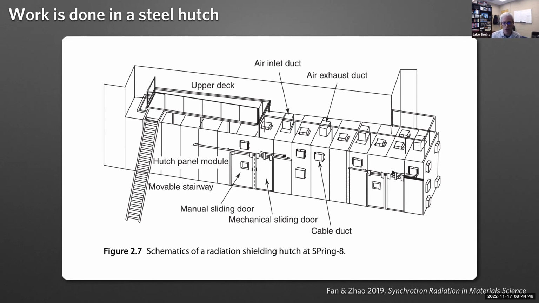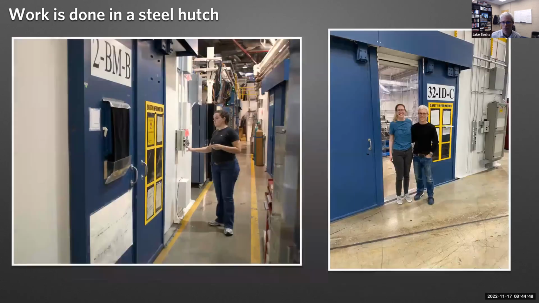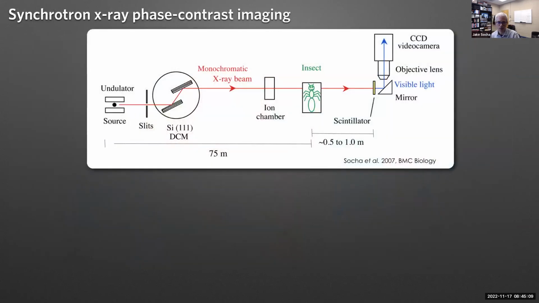So there's the hutch. This is what they look like in practice. So this is 2BM, and note this is B. So there are multiple stations along the way. This is 32ID, and that's me for scale. I'm kind of short, so it's not that this is that big. Okay, so how does this work?